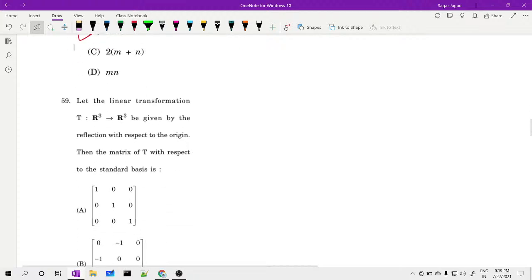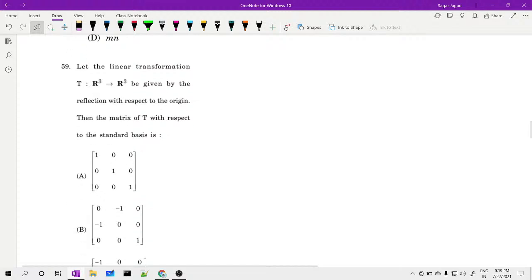Let the linear transformation T from R3 to R3 be given by the reflection with respect to the origin. Then the matrix of T with respect to the standard basis.